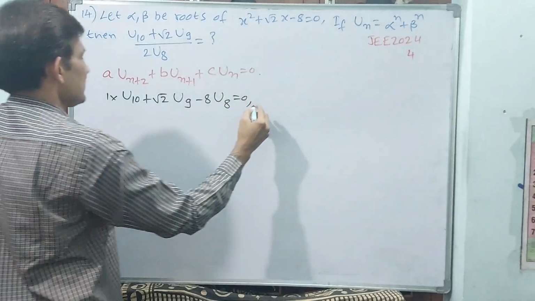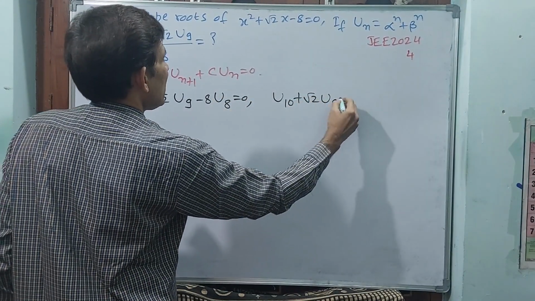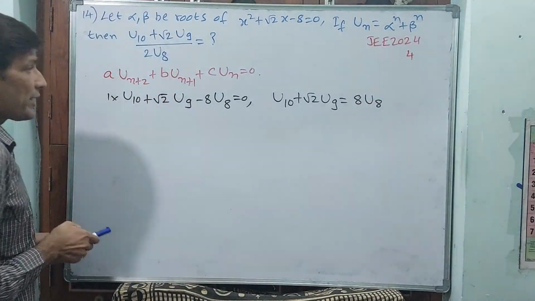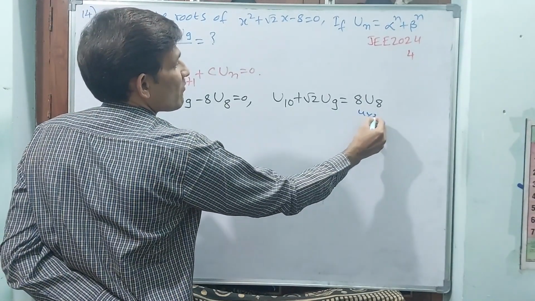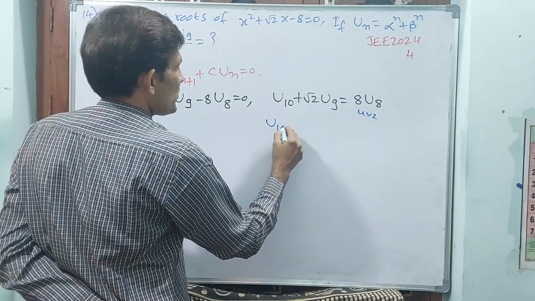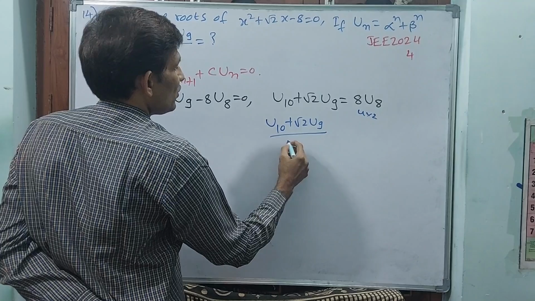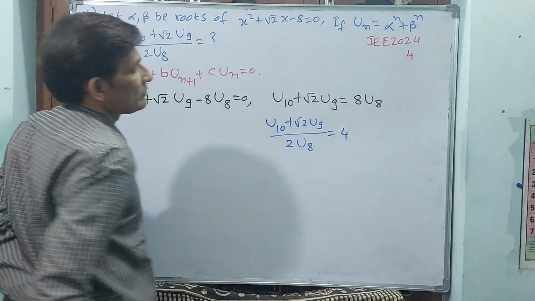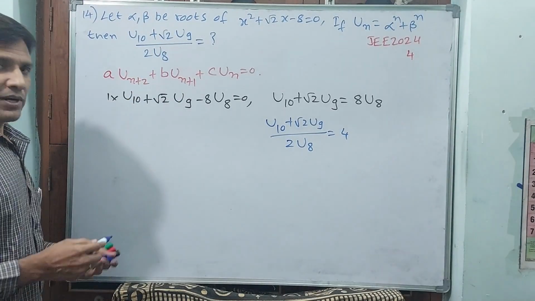This negative is on that side, that means u10 plus root 2 u9 is equal to 8 times u8. Okay. Now see, here 8 is there, means we can say 4 into 2. Then I will send only 2 here. That means (u10 plus root 2 u9) divided by 2 u8, then 4 will be here only. Understand? Okay. Answer is 4. Let us go for the next question.